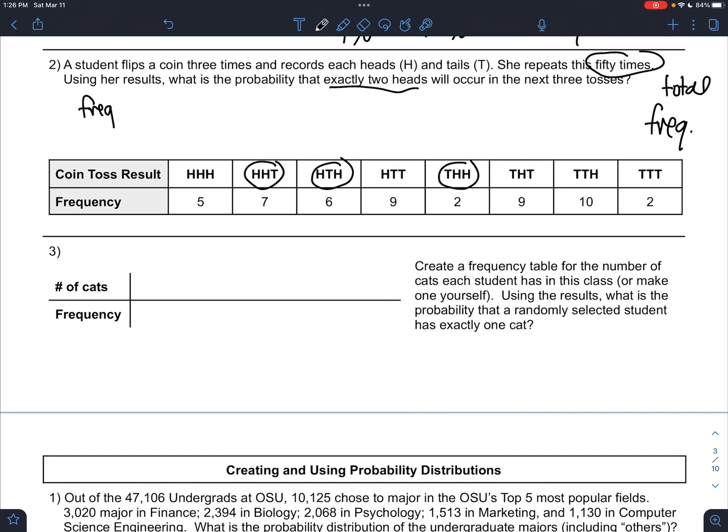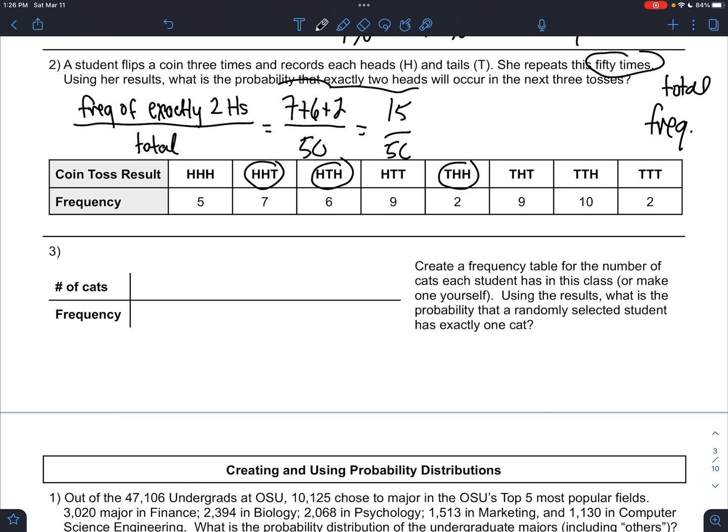So if we need exactly 2 heads, we're either here, here, or here. So the frequency of exactly 2 heads over the total would equal 7 plus 6 plus 2 over 50, because this is the total number of all of the successes that are happening here, all of them in that category. So ultimately we get 3 out of 10, which is a 30% chance that will happen.